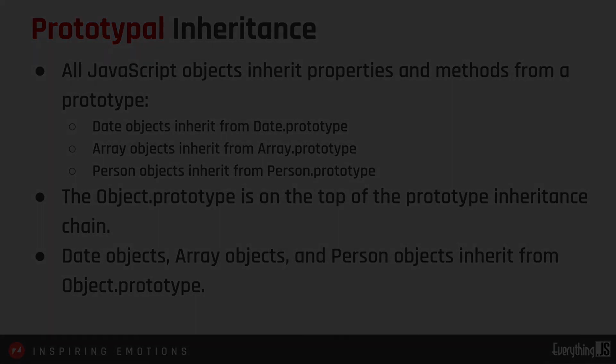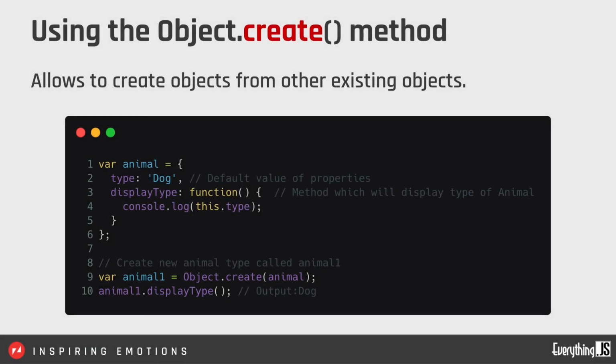Yes. Next, we have another method to create objects. So this is the Object.create method. It allows you to pass an existing object to create an object. So in this code snippet, you can see I have passed the animal object to create the animal1 object.